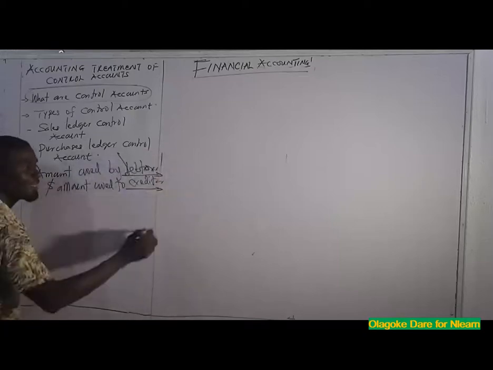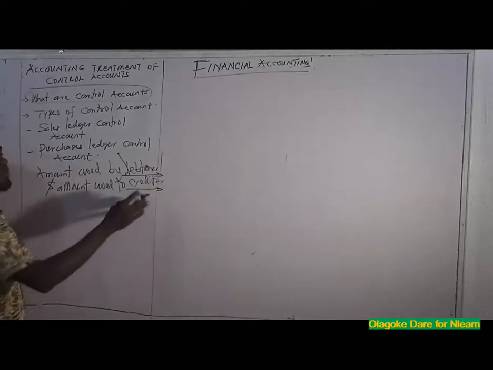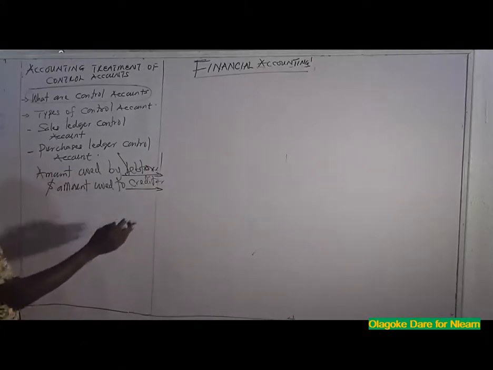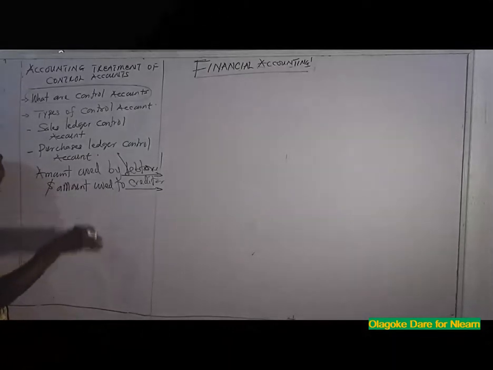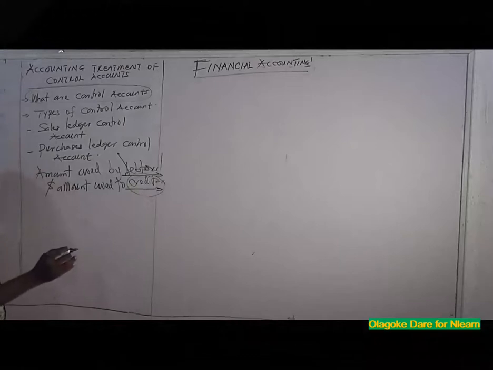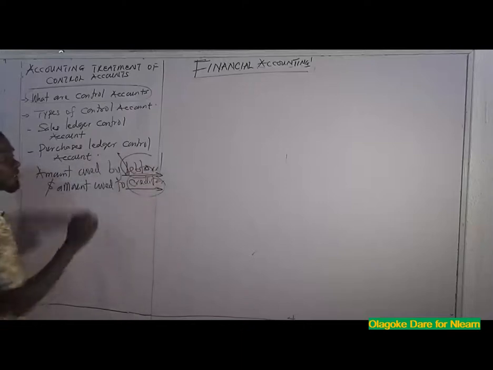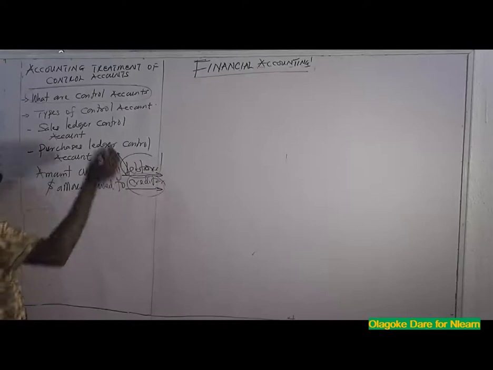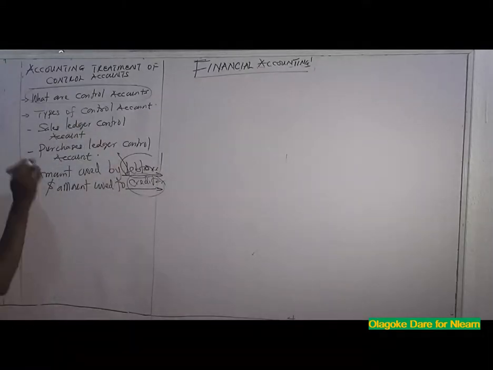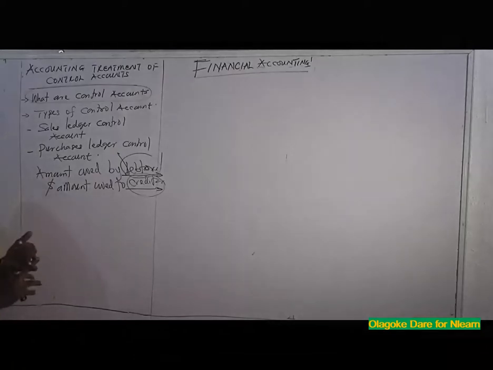Debtors are buyers and customers of the business organization. Creditors are the suppliers and sellers to a business organization. So the amount a business organization is owing the creditors will be shown in the control account. The amount customers are owing the business organization will also be shown in the control account. So control account is useful because it helps to detect errors.